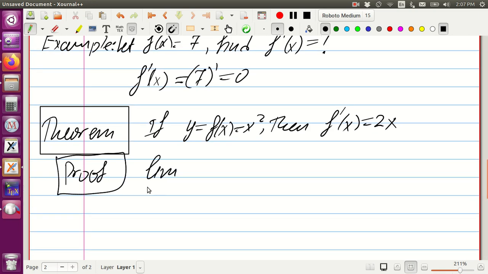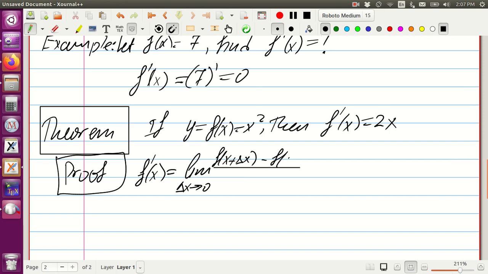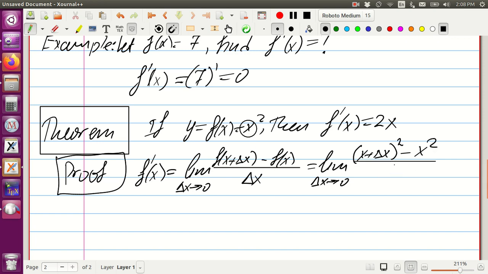Again, by definition, we know that the derivative is equal to the limit. So I should start with the derivative. The derivative of f is equal to the limit when delta x goes to 0 of f of x plus delta x minus f of x over delta x. So let's plug everything in. We have the limit as delta x goes to 0. Let's calculate this quantity over here. We have to take x plus delta x and plug it in over here for x. So let's write it out: parenthesis, x plus delta x quantity squared, minus f of x, and f of x is just x squared, divided by delta x.